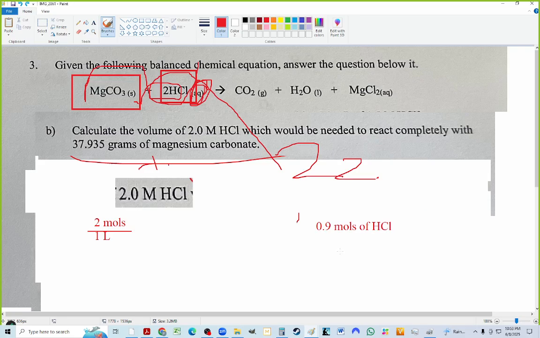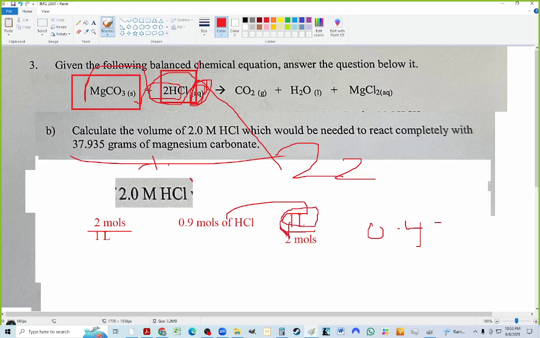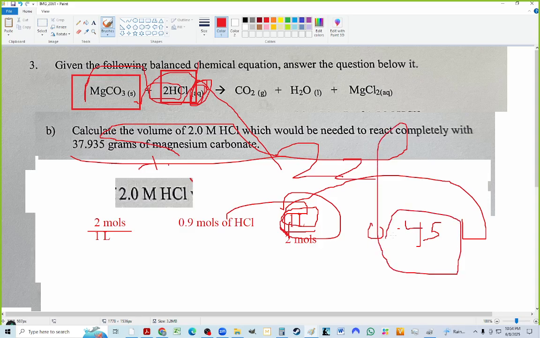So now we have to multiply 2 moles over 1 liter by 0.9 moles of H. But what word is here and what word's at the top of that fraction? And what word do you want to end up with? I want moles to cancel out. So I should actually do this fraction, and that'll give us 0.9 times 1, which is 0.9, over 2, which is 0.45. We're back to 0.45, but now we know it's 0.45 liters. So that means calculate the volume needed to react completely. The answer is 0.45 liters.